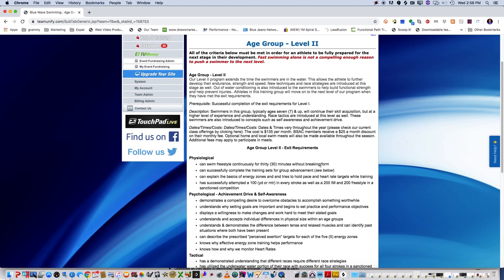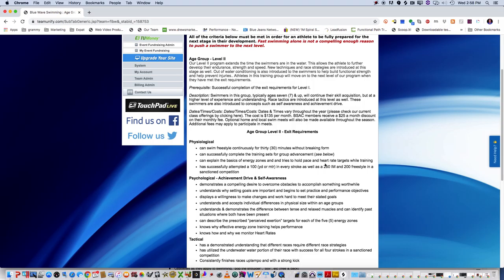From a psychological standpoint, we're looking at achievement drive and self-awareness at this stage. Okay, that's crucial to moving on up, is knowing who you are and what you want to accomplish. So what we have down here is: demonstrates a compelling desire to overcome obstacles to accomplish something worthwhile. Okay, so they're not just giving up when there's a roadblock. They understand that they have to work around different issues and find ways to do that.